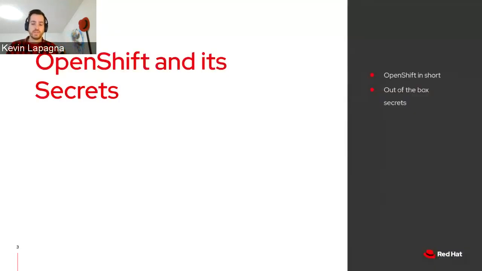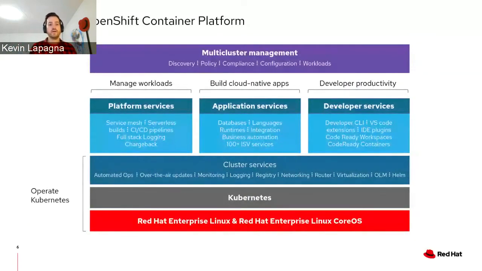So, OpenShift and its secrets. I think OpenShift itself needs no big introduction. OpenShift, as you all know, is a Kubernetes platform. So you have certified Kubernetes, and you have all the tools that you need on top of it: the cluster services, the platform services, the application services, and the developer services for all the applications that you can run on OpenShift in a platform that is really enterprise grade. And on top of it, you have multi-cluster management that helps you to keep control over all the clusters that you have in your environment.